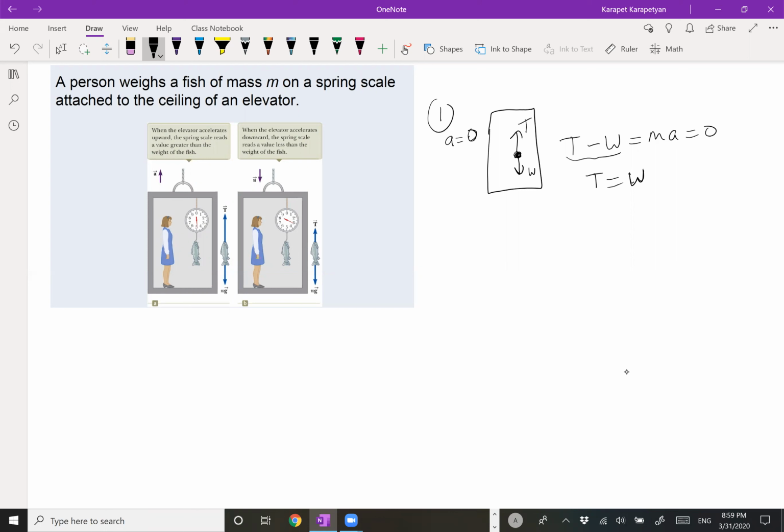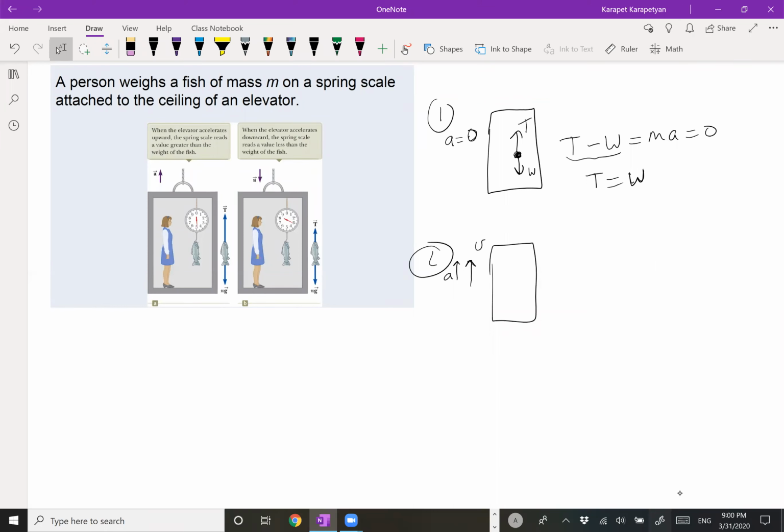Okay, so how about case 2, when the elevator is accelerating? Here's what I have. The elevator is moving up. The elevator starts moving upward, but there's also an acceleration upward. And if you have velocity and acceleration in the same direction, you get an increase in velocity, remember. So that means it's a positive acceleration.